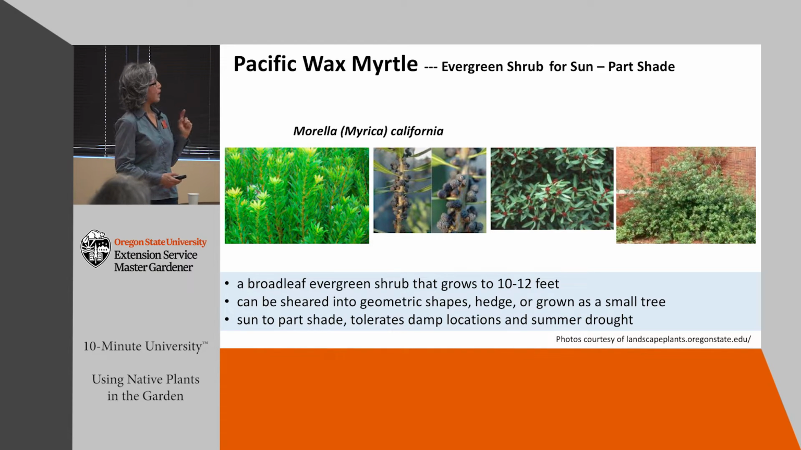And the Pacific wax myrtle, used to be called Myrica and now it's Morella californica, is a very odd plant because in all of these plants, this is the only one you can shear into shapes, hedge, however you want it. It takes pruning extremely well.